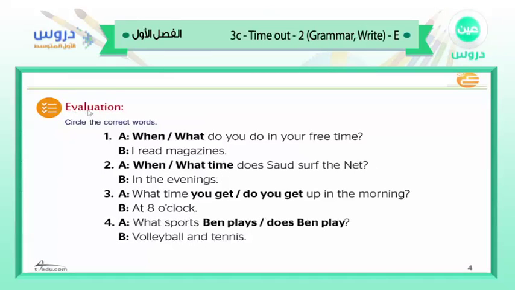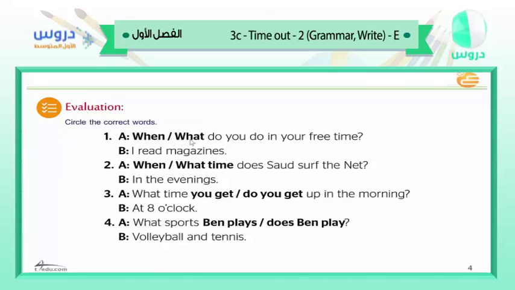Okay, we have an evaluation. Circle the correct words. Number 1. When or what do you do in your free time? So what do you think? Should we say when or what? Listen, we have to read the answer. If you want to choose correctly, some of you will say when, some of you will say what. So let's read the answer. I read magazines.